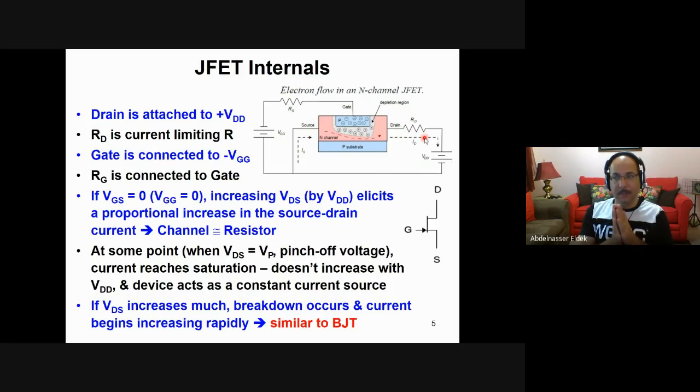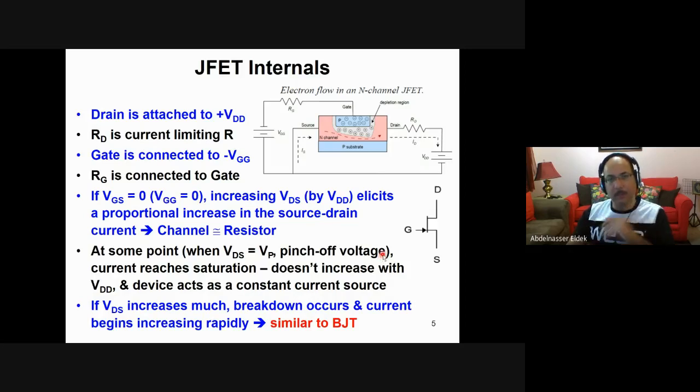Okay, so in this case, it will act as a resistor. You know, when you increase the voltage and the current is increasing, this is a resistor. Okay, but when you reach a certain point where VDS equals VP, we call it the pinch off voltage, then what happens here is that you increase the voltage, but the current does not increase.